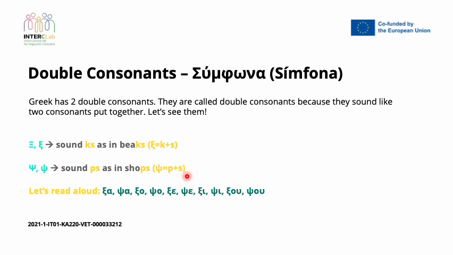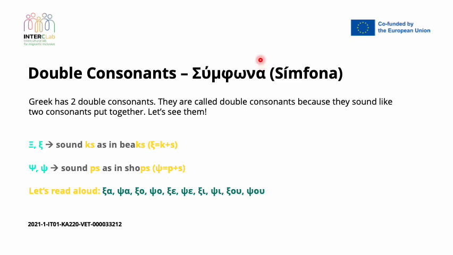So if we were to pronounce it, let's read the syllables together, aloud. We have ksa, psa, kso, pso, kse, pse, ksi, psi, ksu, psu. Okay, it sounds like a spell almost, but it's one of the best ways for you to learn the consonants.